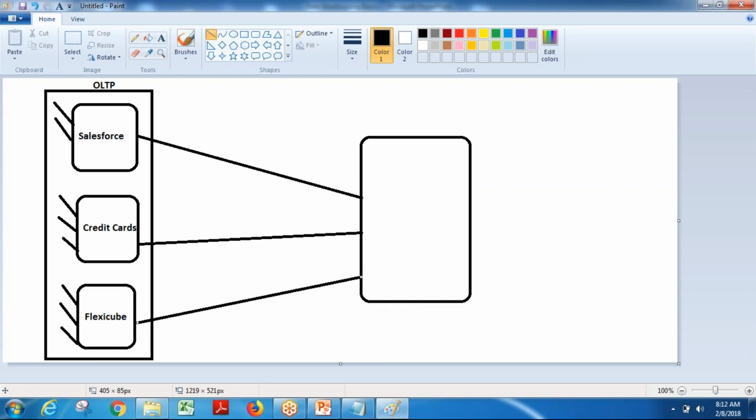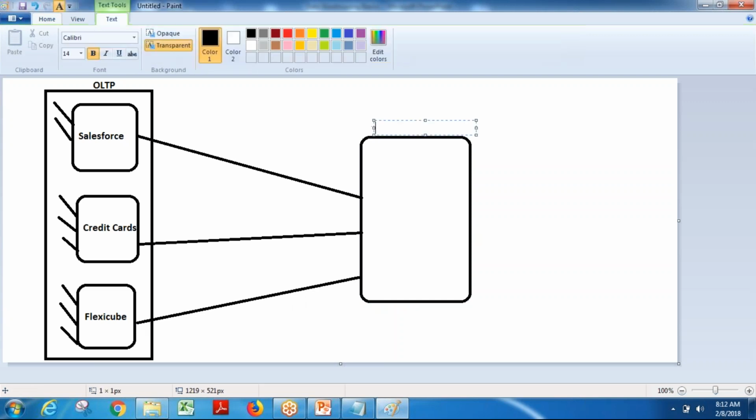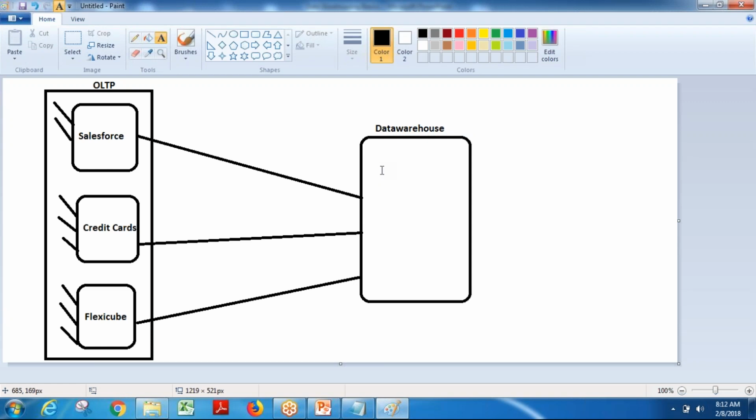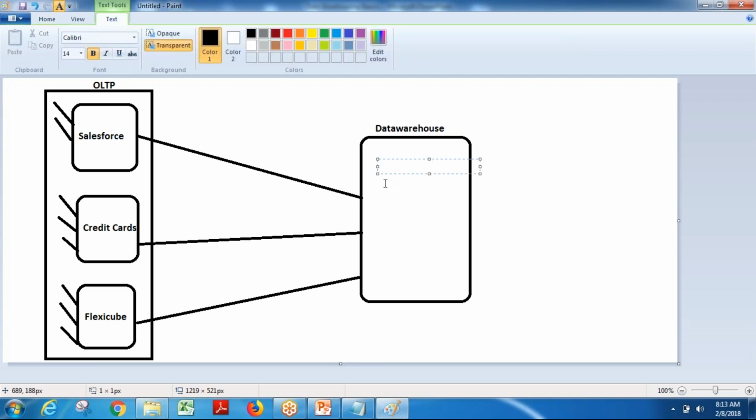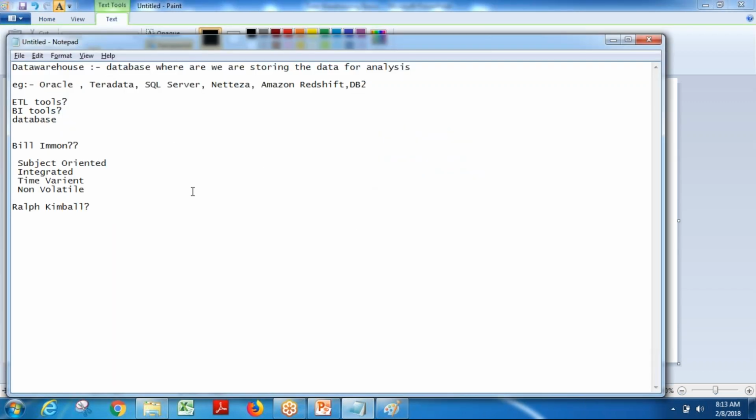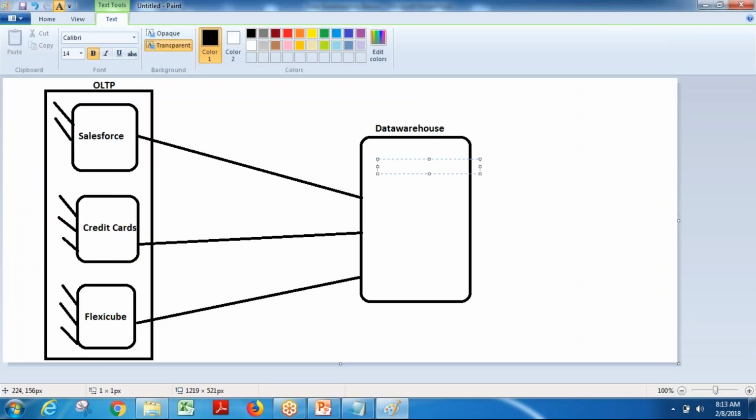So basically, this is a note with respect to your data warehouse. Let's talk about the data warehouse, which you can call anything. At the end of the day, whatever we store in the data warehouse is data in the form of tables. Whenever you're building a data warehouse, what Bill Inmon says is that it is a subject oriented system.